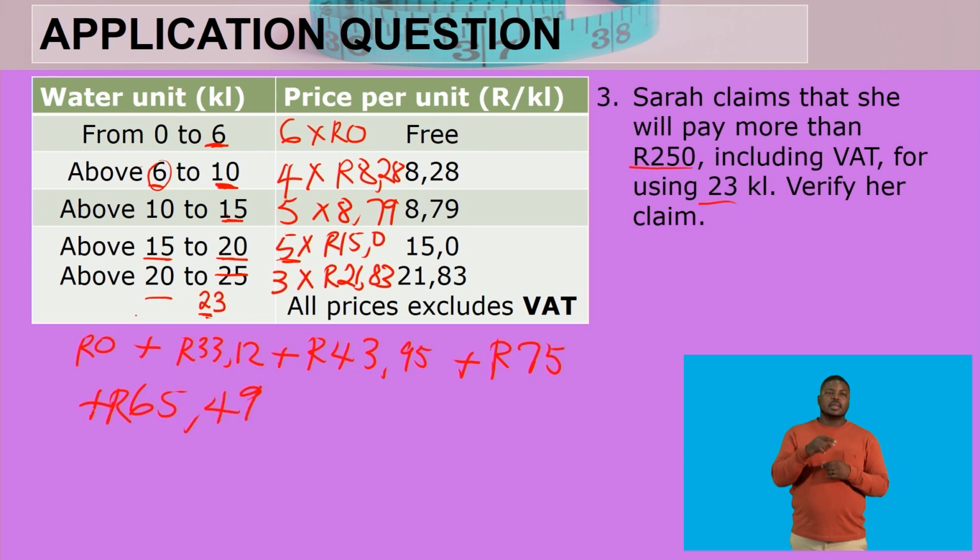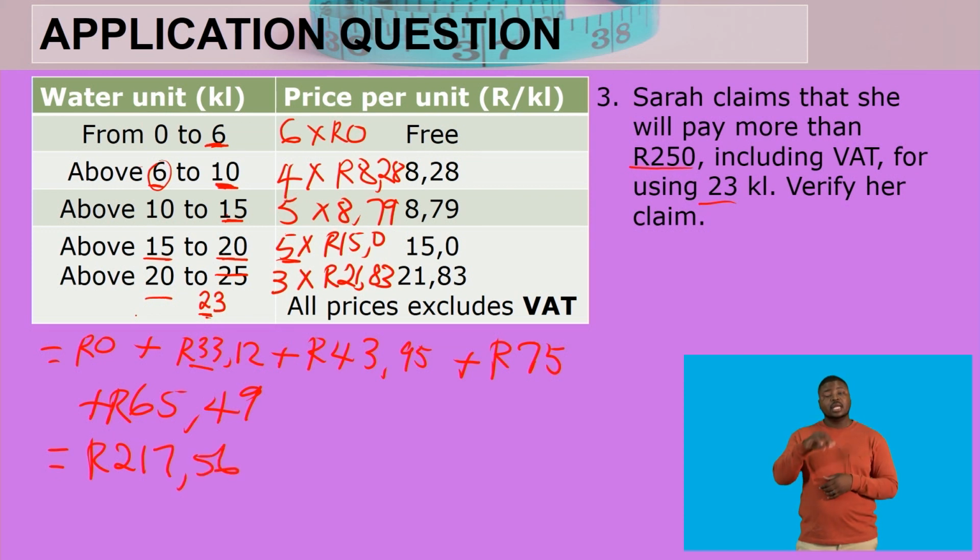Then what do we do with these amounts? We have to add them all together. So let's start adding. We start with the 0, then we go on to the next one. So it's 0 plus 33 rand 12 cents plus 43 rand 95 cents plus 75 rand plus 65 rand 49 cents. Then we are getting a total of 217 rand 56 cents.